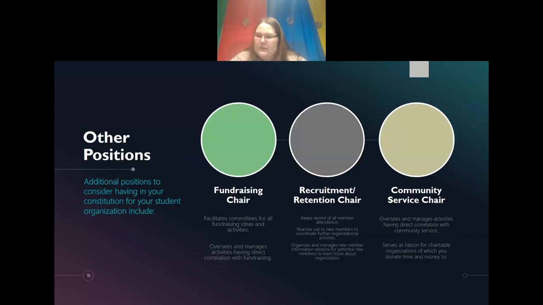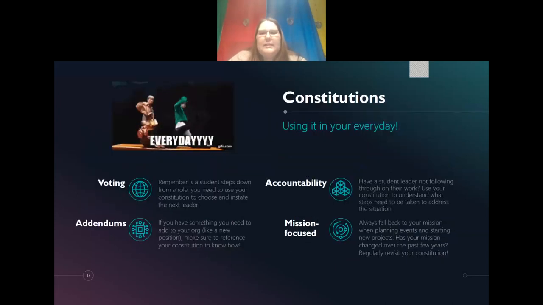All right. So last but not least, Constitution and using it in your everyday. A lot of times when I advise student orgs, I see a lot of different things come up that are directly translated back to the Constitution, but many org members or org leaders forget that it's already written, that it's already there. Especially when you have a strong Constitution, it's easy to go back and say, oh, this is how we can handle this situation. So here's just a couple examples I pulled.